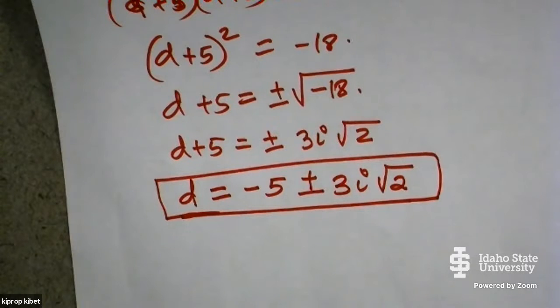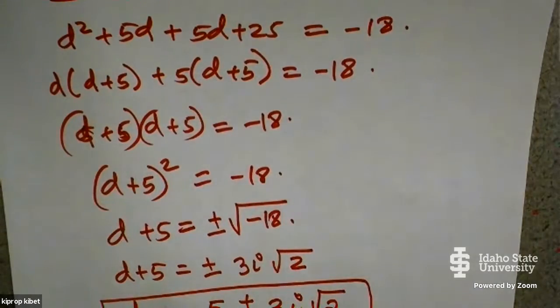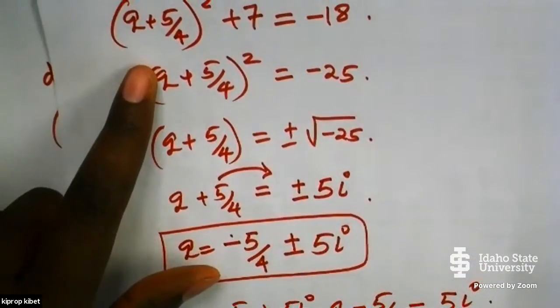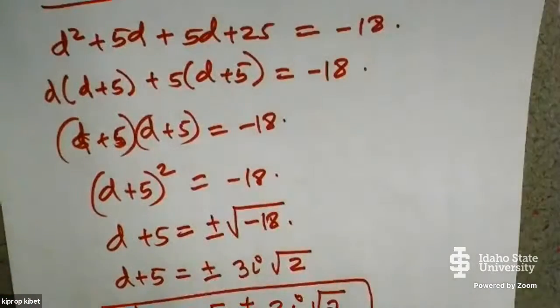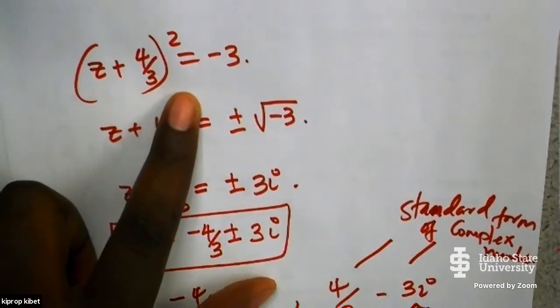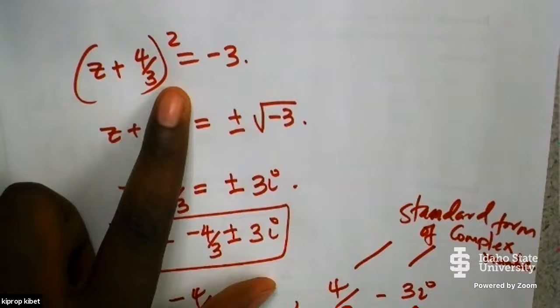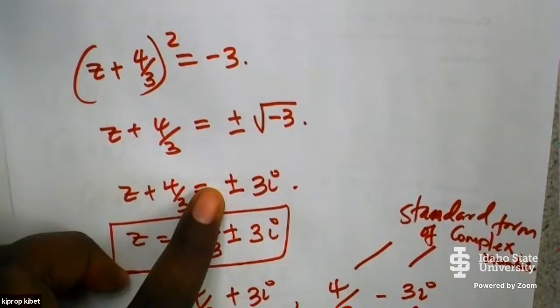Okay. Any question up to there? Can we go back to the previous example? The one before this one. It was z plus 4 over 3 squared equals minus 3. So my question is, when you get rid of the square, you get the square root of minus 3. Why wouldn't it be just i, the square root?